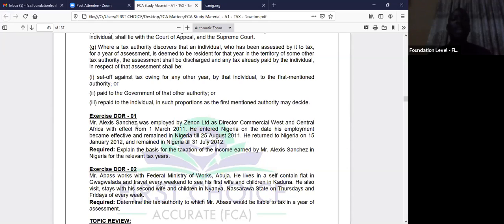We said Mr. Alex Sanchez was employed. Underline the word employed. It means he's earning employment income. And so where will be his principal place of residence? Wherever his office is. Now, as director, commercial West and Central Africa, with effect from March 1, 2011, March 1, 2011 becomes relevant to Mr. Alex Sanchez because that is the day he entered into Nigeria. That is also the date of his employment.